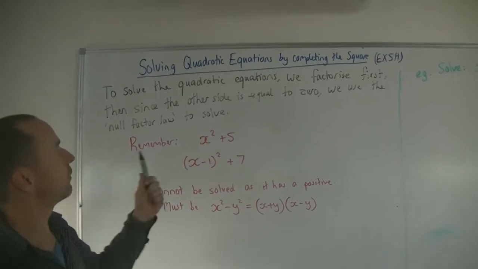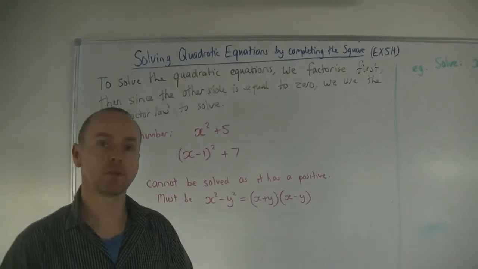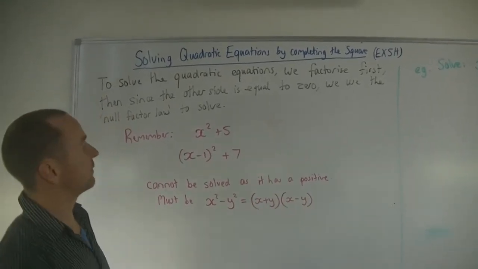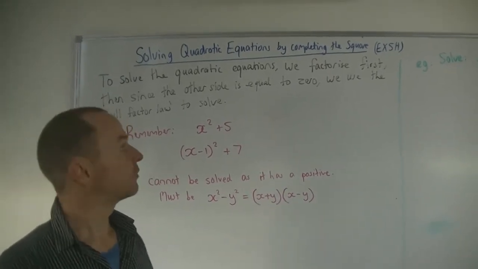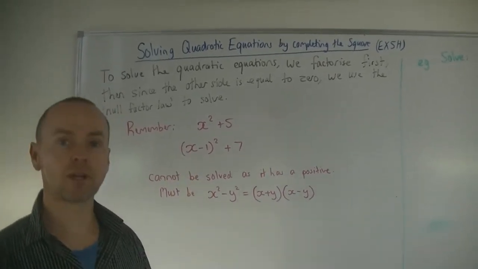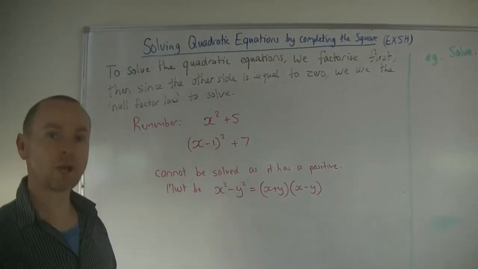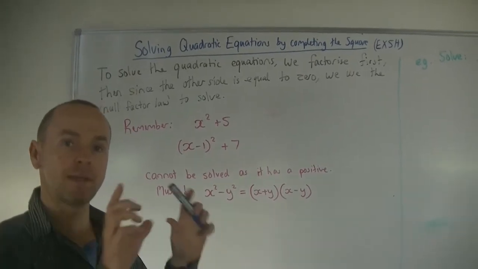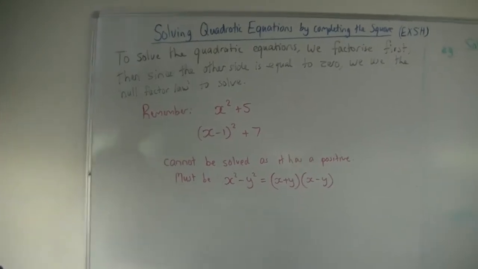Today we are doing solving quadratic equations by completing the square. Now in a previous lesson we did completing the square as an expression. This time the difference is it's an equation, which means the other side is equal to 0. So what we need to do is factorise by completing the square, and then we use the null factor law. Hopefully you remember what that is. That's when you've got two brackets and the other side equals 0, and then you get two answers. You solve each of them separately. So copy down the notes please.